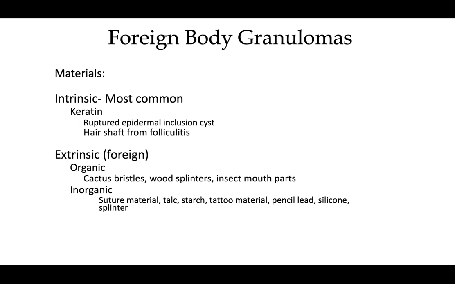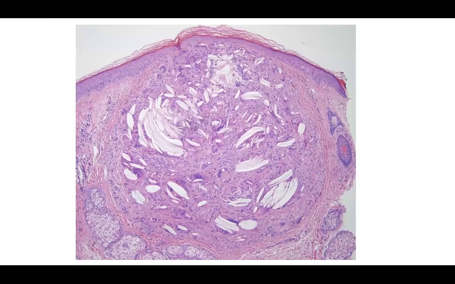Extrinsic foreign body granulomas, these can happen in the setting of organic causes such as cactus bristles or wood splinters, insect mouth parts, and inorganic causes such as suture material, talc, starch, tattoo material, pencil lead, silicone, splinter, you name it.